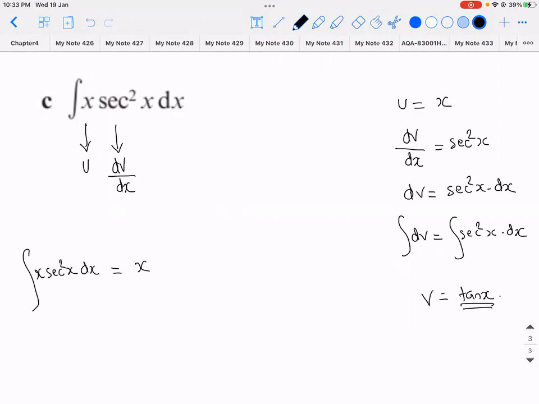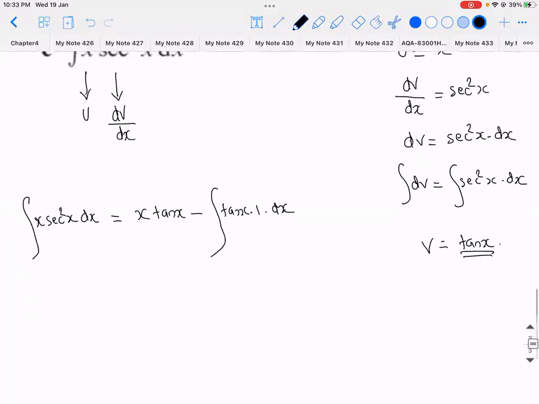So v is tan x minus integral of, what is the next step? Simply our v. v is tan x times, what is the derivative of x? It is 1, right? dx. Am I correct? So that is the idea about this. So x tan x minus integral of tan x dx. Well, what is this? This tan x, we can write it as sin x over cos x, right? sin x over cos x.